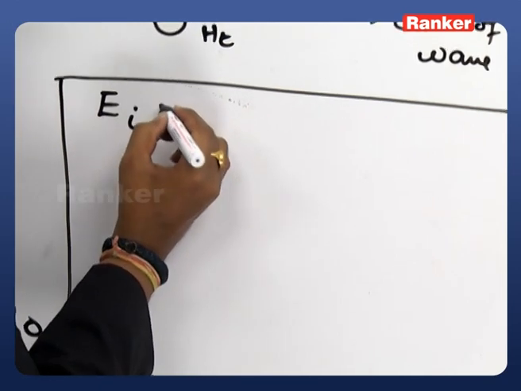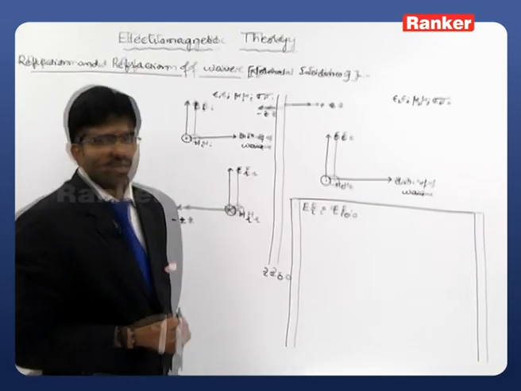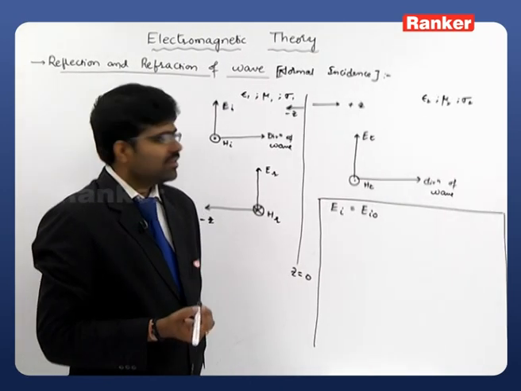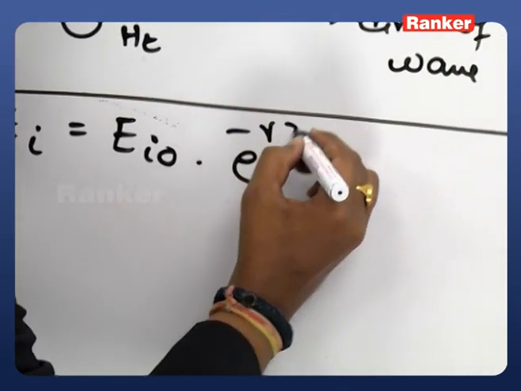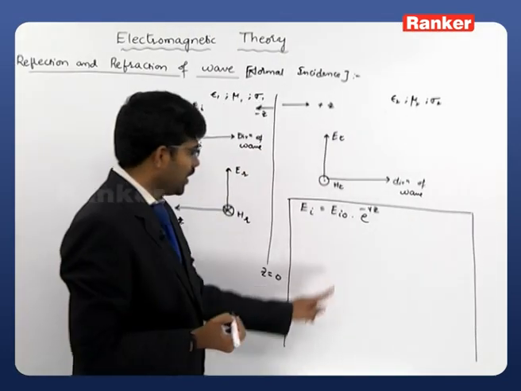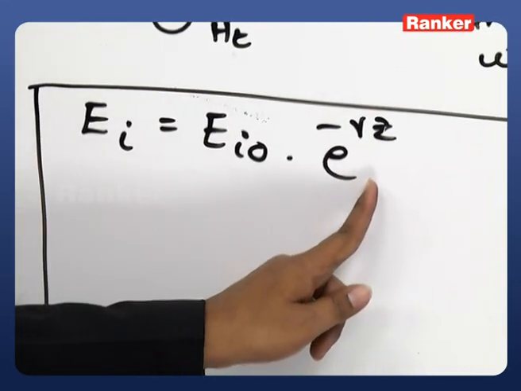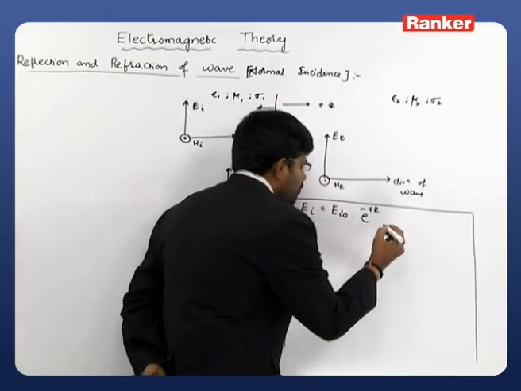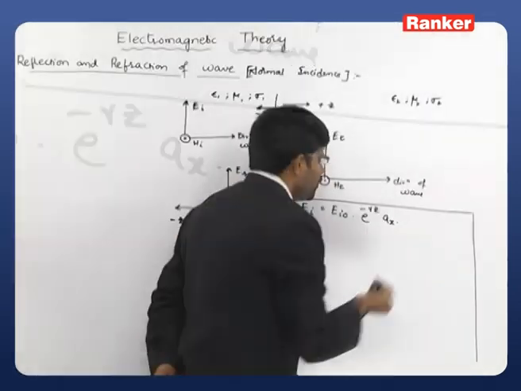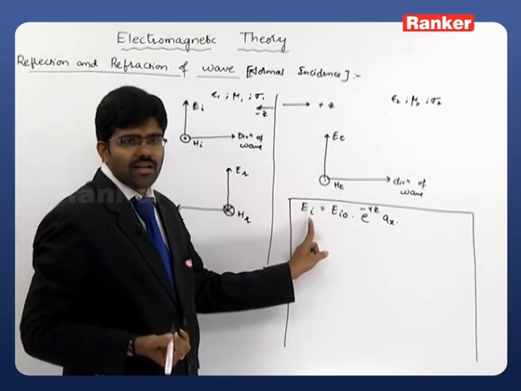So let us take EI is equals to some EI naught. EI naught is the initial electric field that we have at 0 time or 0 space. EI naught e power minus gamma z. Clearly observe here that it is traveling in positive z direction, and initially what I am assuming is it is in x direction, right? That's why I will add a unit vector ax.